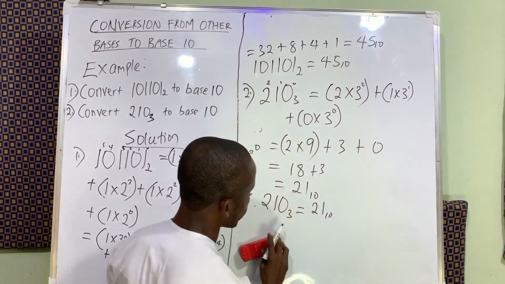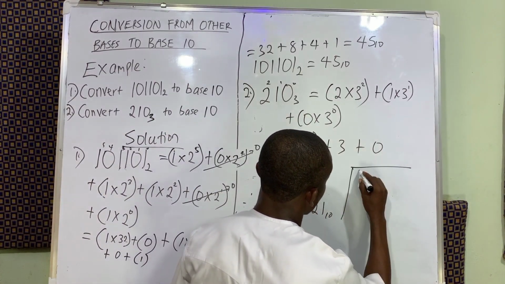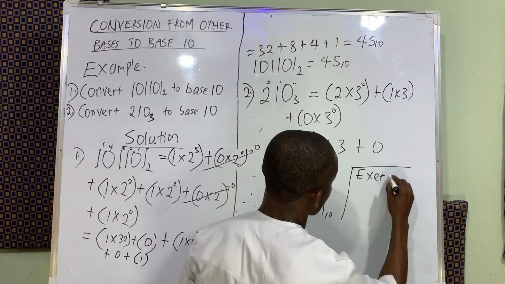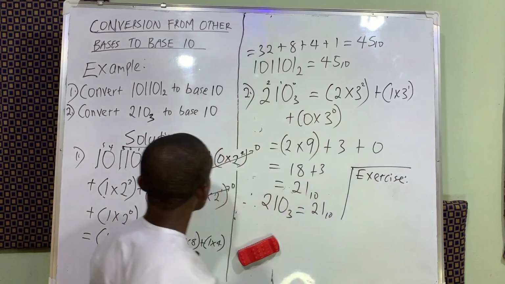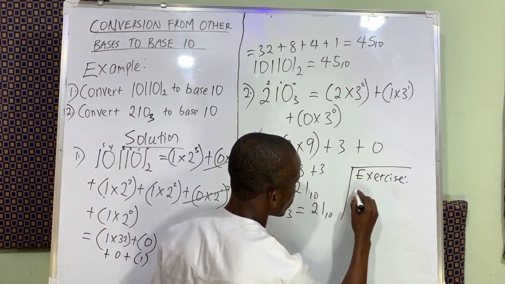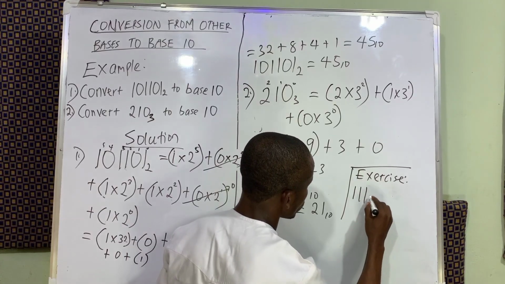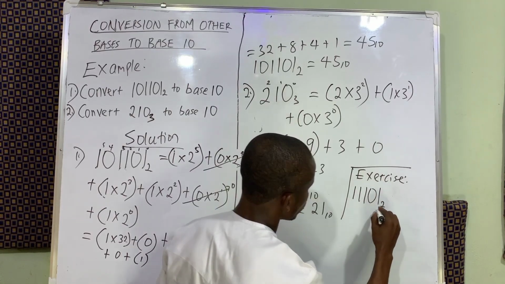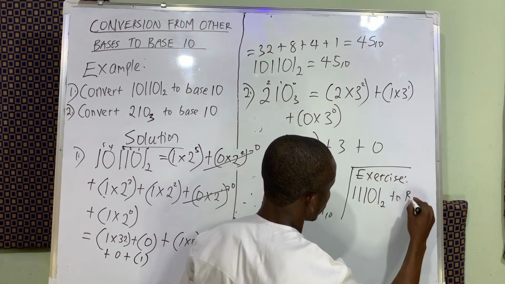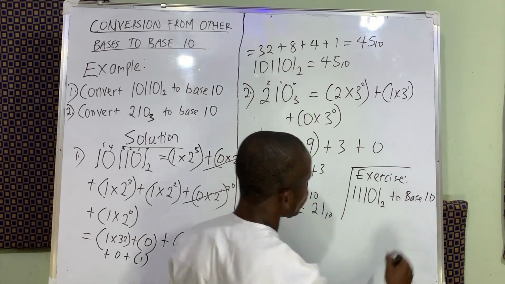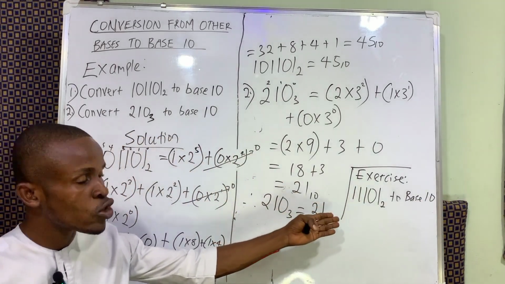Let's try this as an exercise. I want us to convert the number 11101 in base 2 to base 10. So let's do this as an exercise and then drop the solution in the comment section.